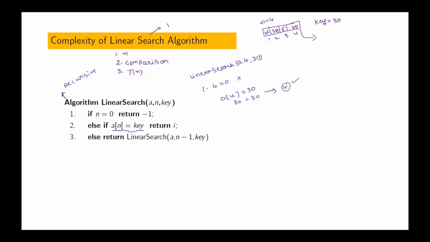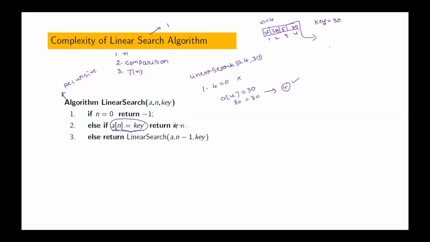So now how many times is this operation performed in this case? Okay, this is only one time. This is written n, not i. This is n. Only one time it is performed.